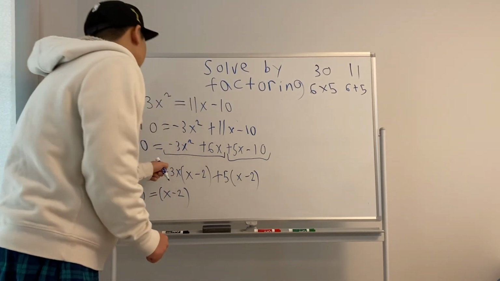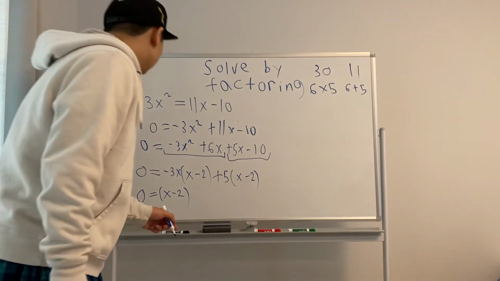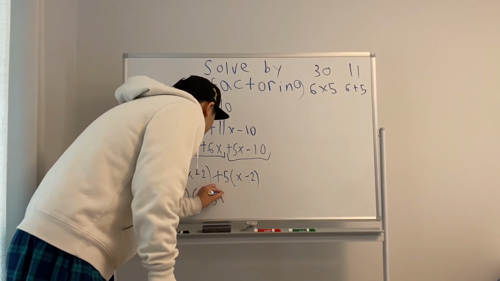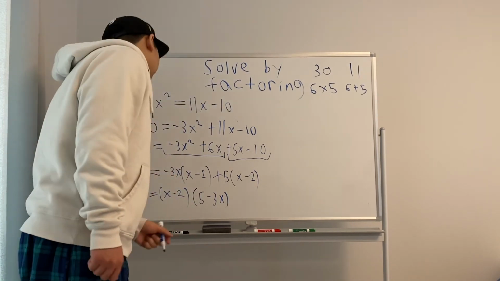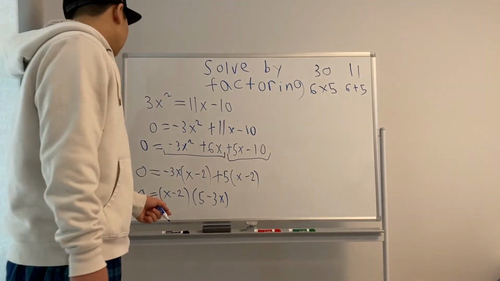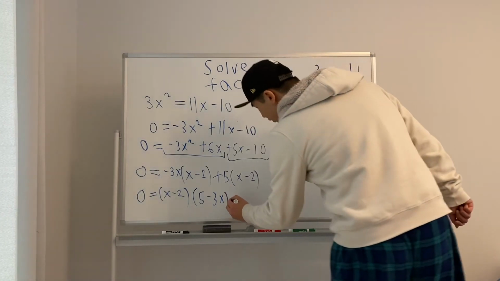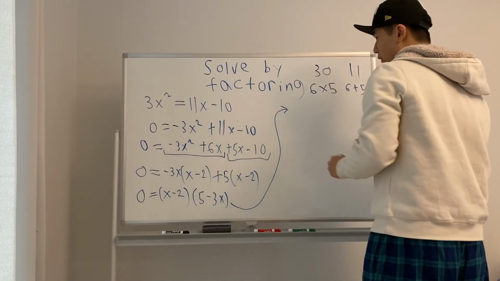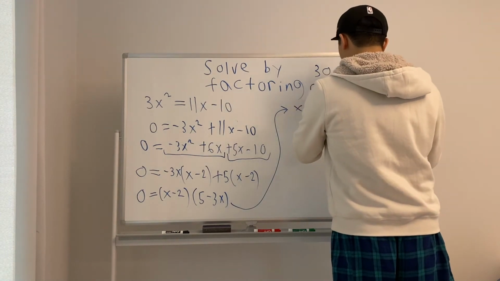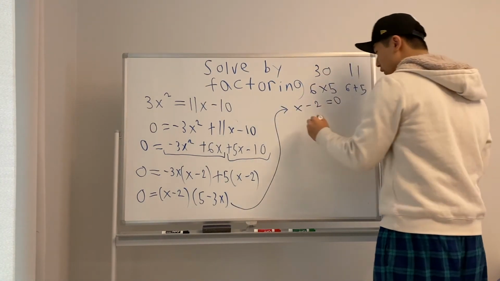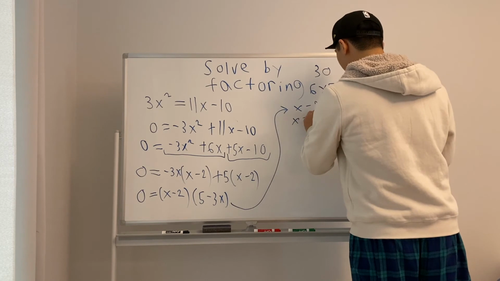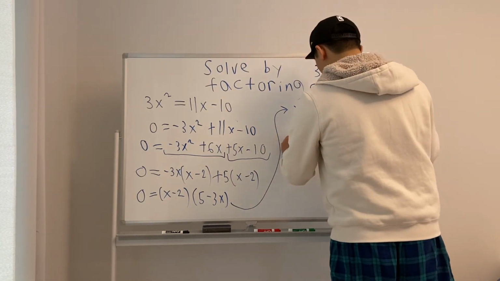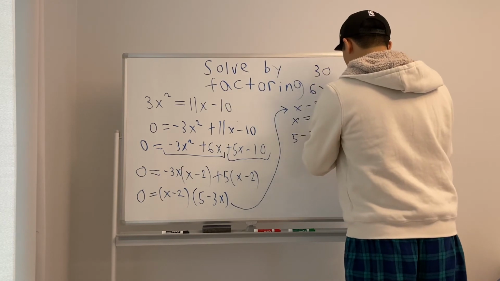And then we're left with a negative 3x plus 5. If you want, you can write that as 5 minus 3x, or you could write it as negative 3x plus 5, your choice. Alright, so now this is the easy part. We set these terms equal to 0. So x minus 2 equals 0. You just solve for x. So x equals 2. And then 5 minus 3x equals 0.